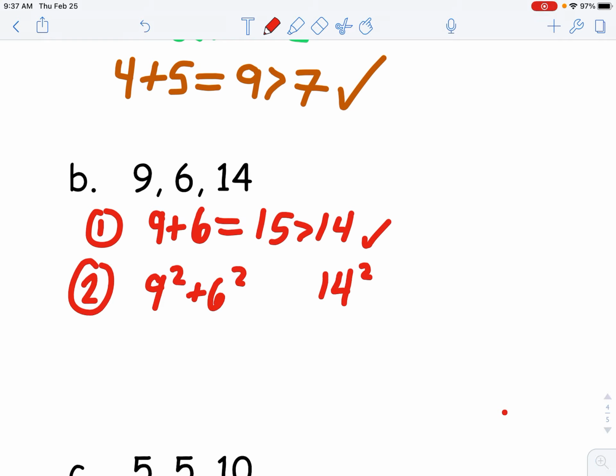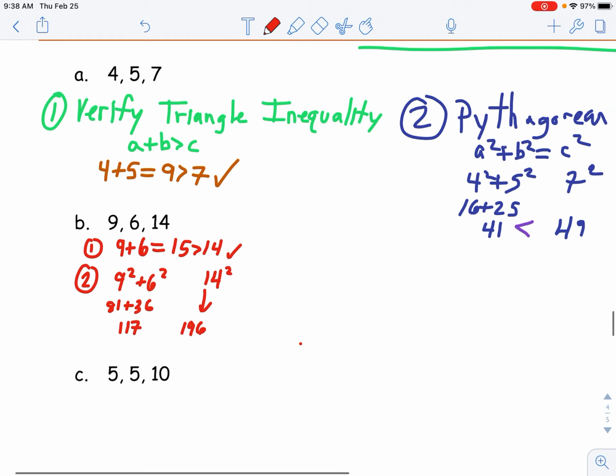All right. So 81 plus 36. It's 117. This down here gives you 196. So that is greater than. So using the rule we talked about before, this is actually the same classification. Scalene, obtuse. If 2 sides were the same, it would be isosceles. If 3 sides are the same, it would be equilateral.